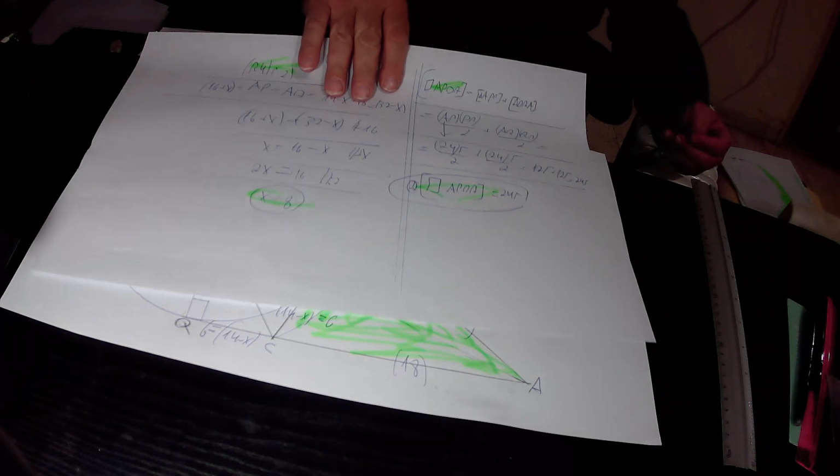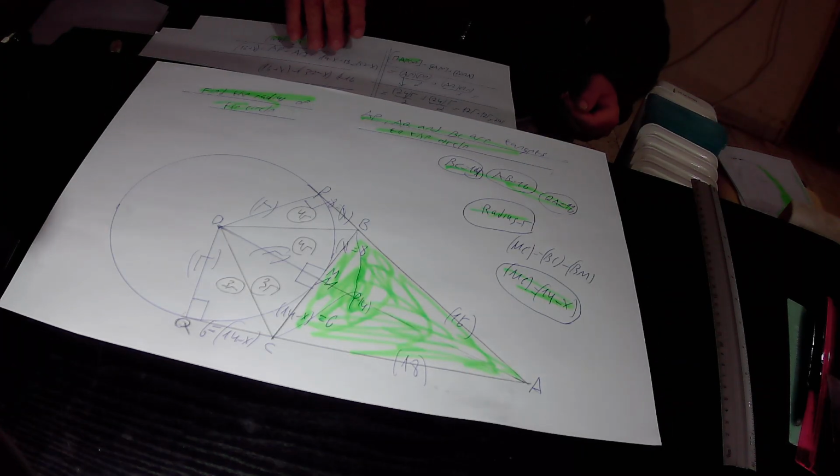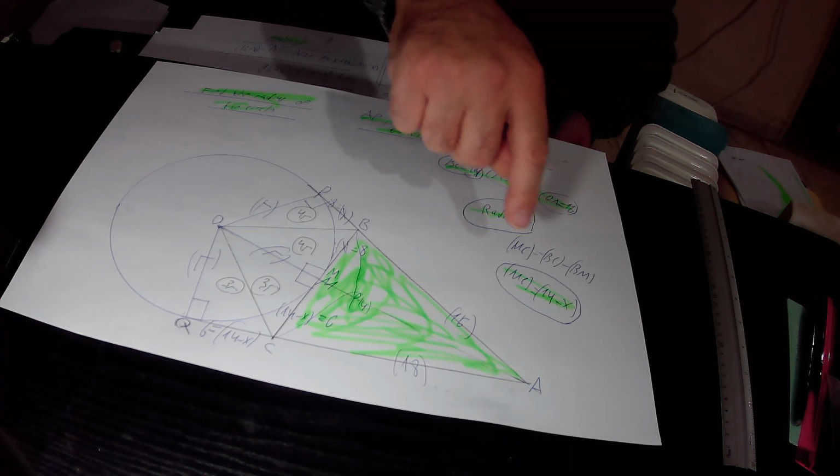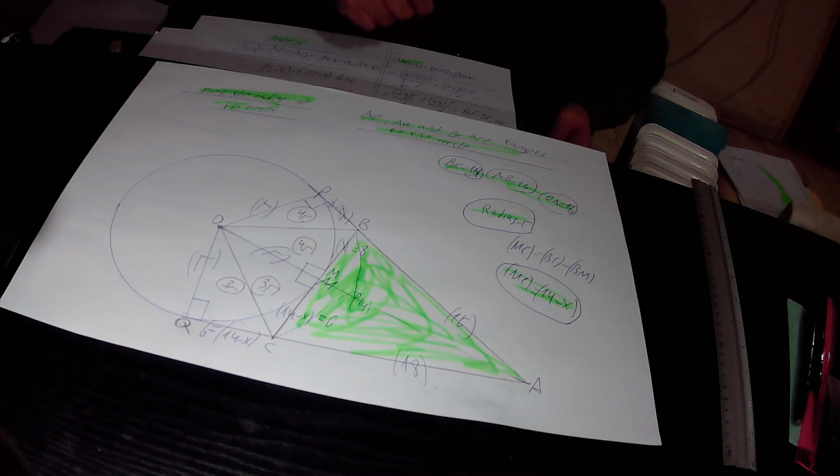So in total, we found out that according to the first method of calculation, the area of this big quadrilateral APOQ is equal to 24R square units in size.